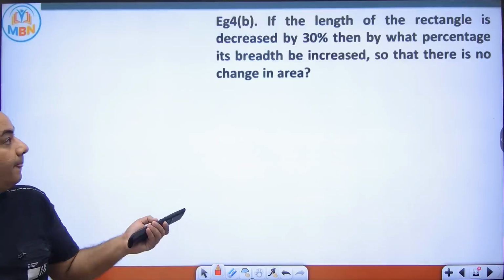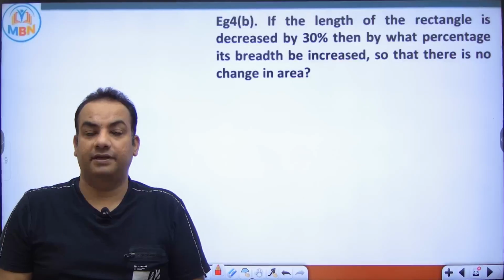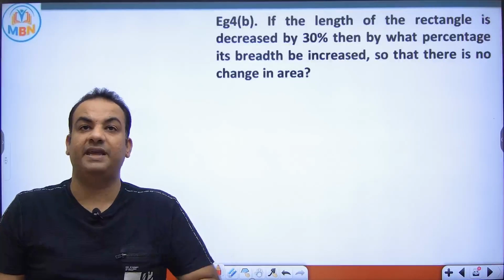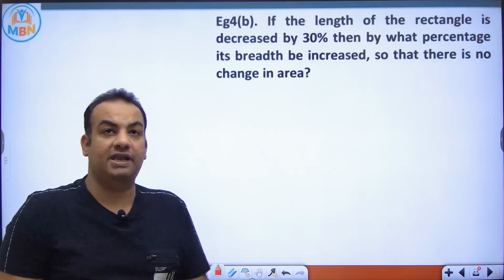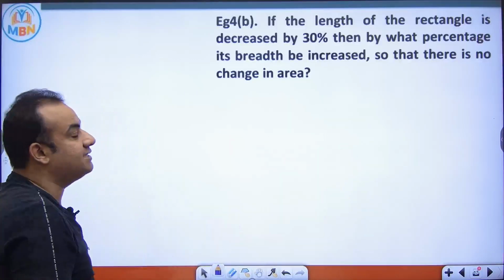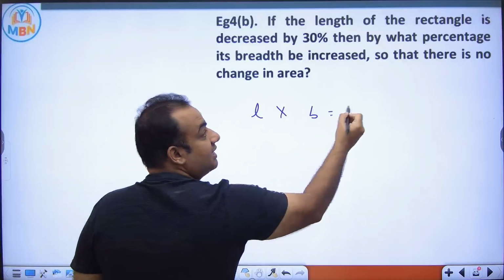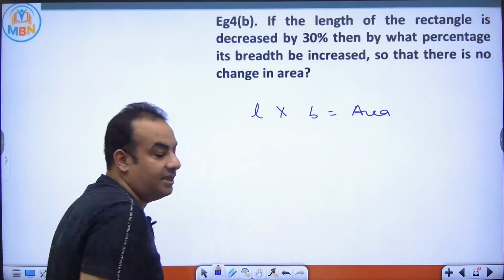Now see, if the length of the rectangle is decreased by 30%, then by what percentage should its breadth be increased so that there is no change in area? Now they are saying that the length of the rectangle is decreased by 30%. We know that length into breadth is area.